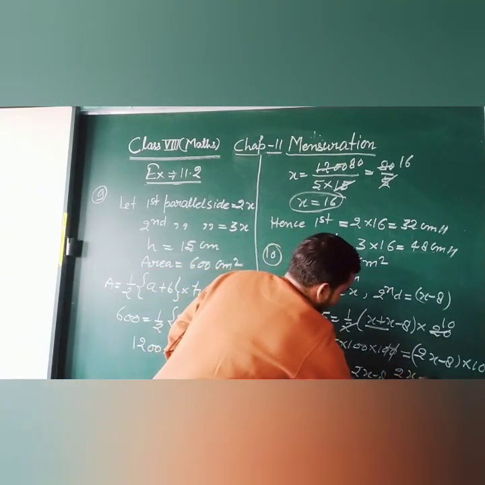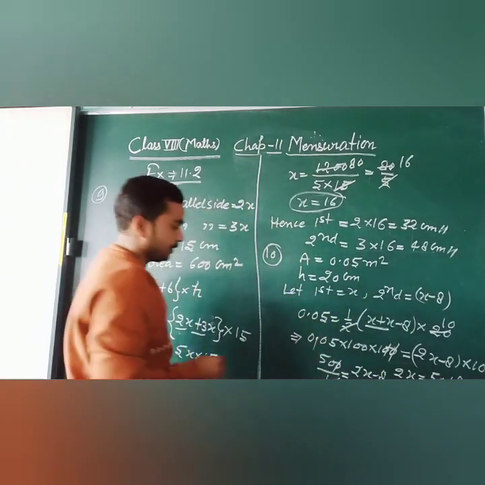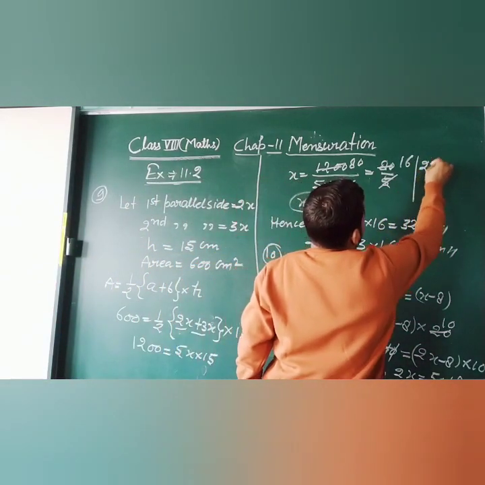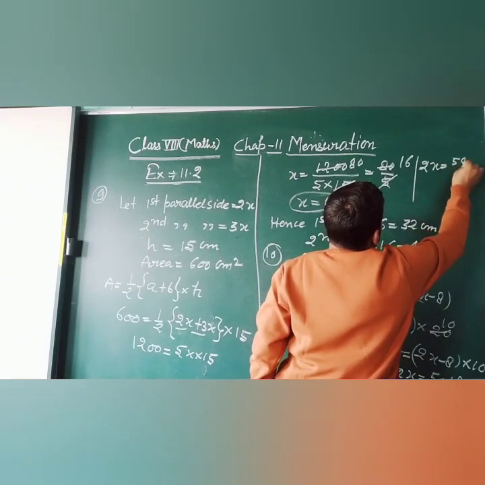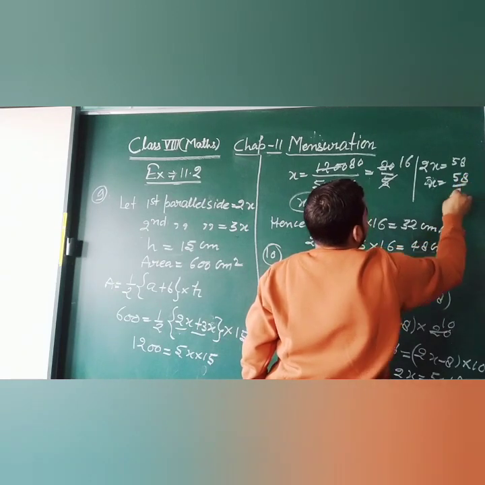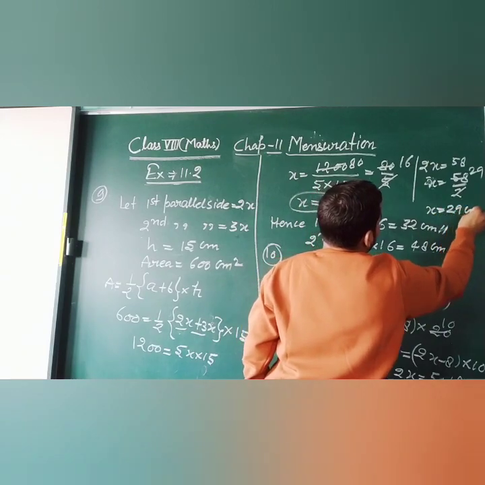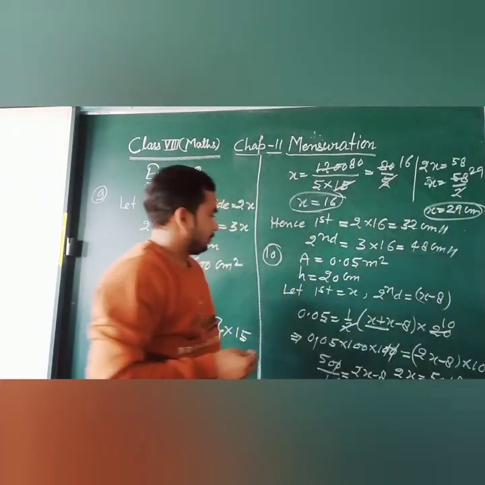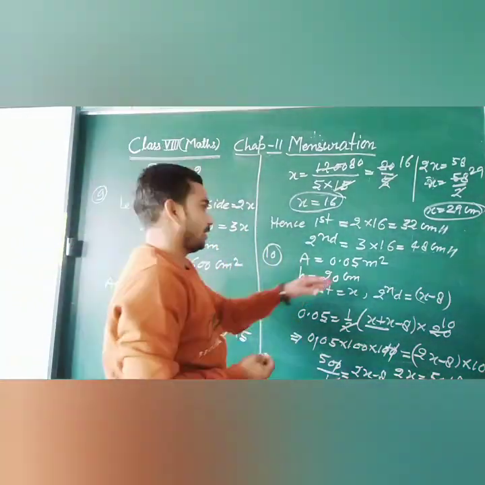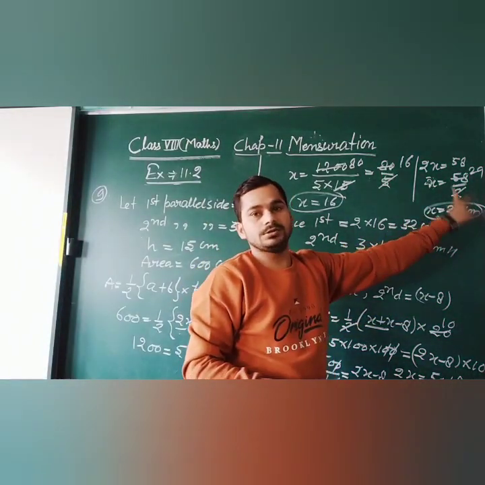So 2x equal 50 plus 8. So we have 2x equal 58, x equal 58 upon 2, which is 29. So x equal 29 centimeter. Finally, the length of the longer parallel side: the longer parallel side is x because another is x minus 8. So the longer side is 29 centimeter.